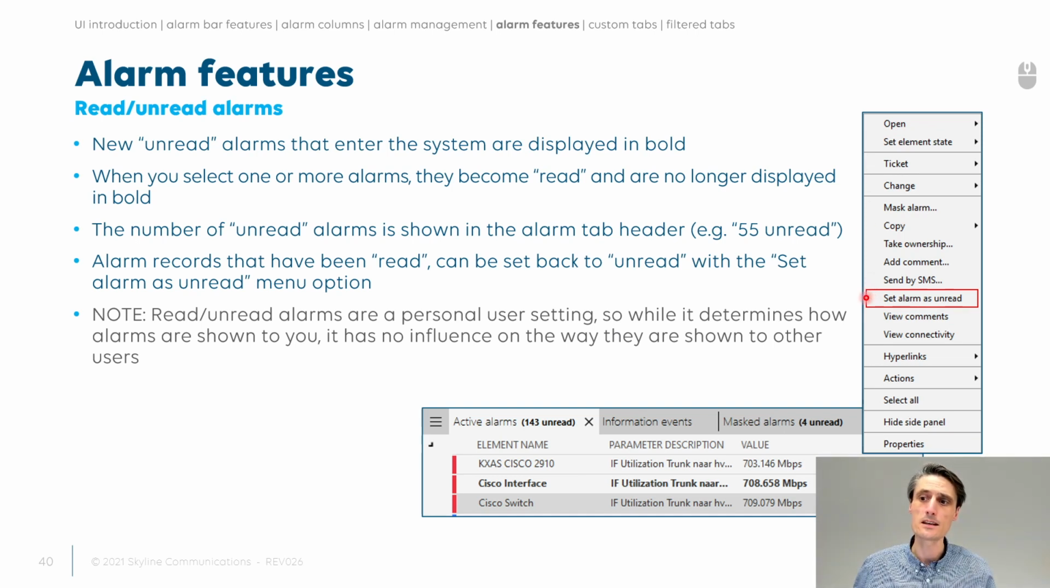The first one is set an alarm as unread. We've seen before that there are a number of unread alarms that are visible for your user. This is a user setting. It's not what other people have read or unread. It's basically like managing your emails. When an alarm comes in, it is unread. If you select it, it becomes read. You can also take any of the read alarms and mark it again as an unread alarm. This is then stored for your user settings. So if you tomorrow log in again, you will see which ones are new.